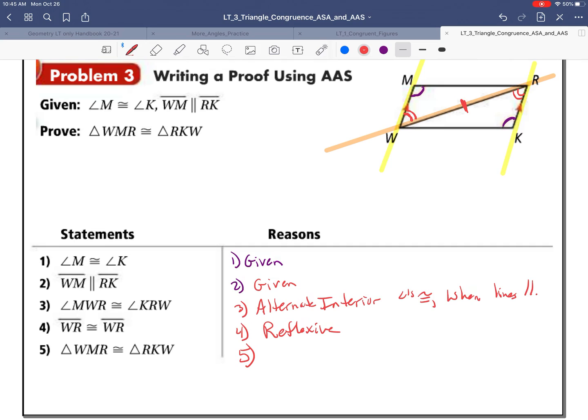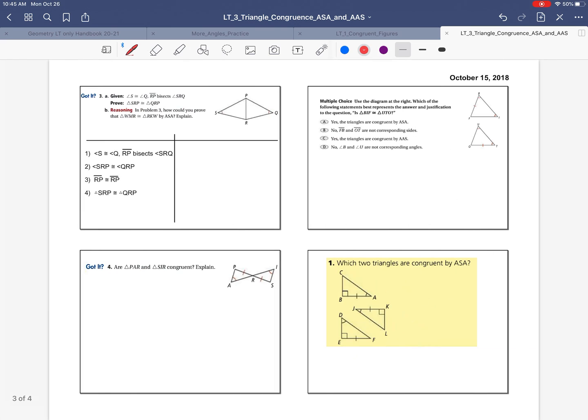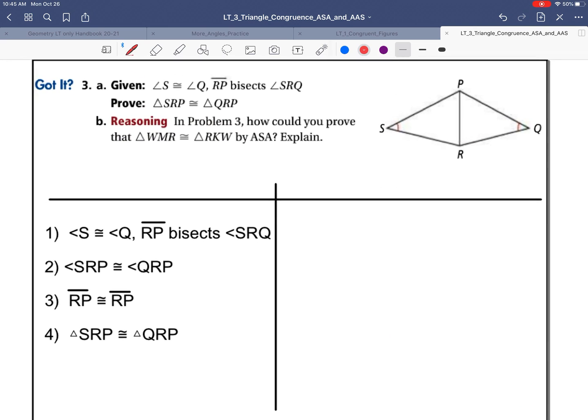Now, do we have a shortcut to prove these two triangles congruent? Well, I've got angle, angle, side congruent to angle, angle, side. So that's my shortcut, angle, angle, side. Okay, let's go to the next page.